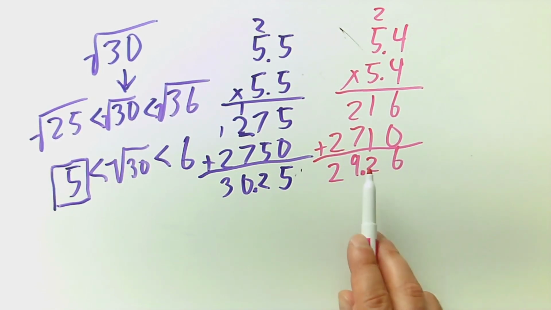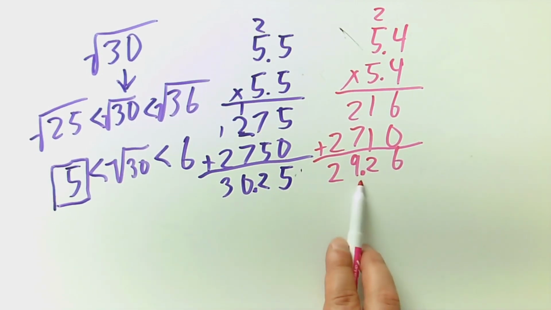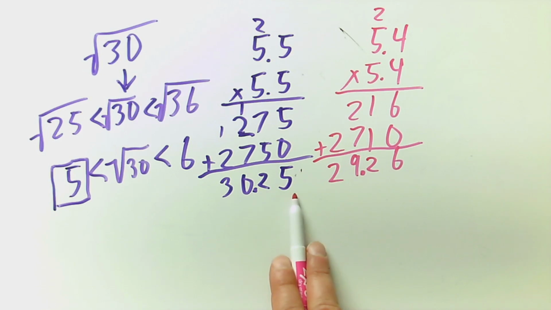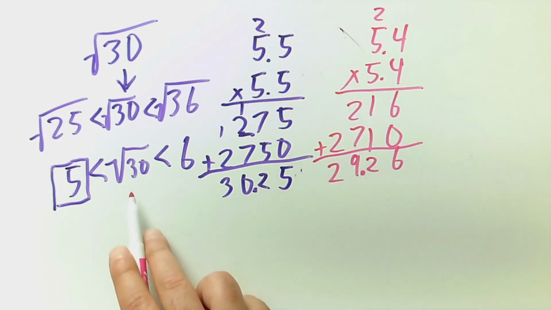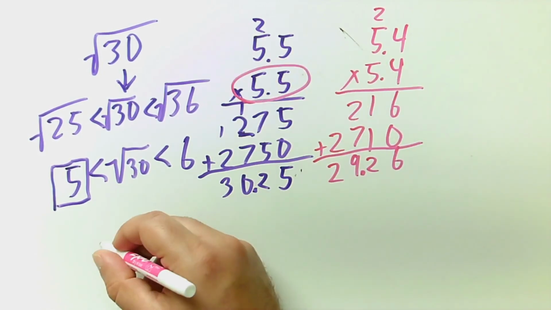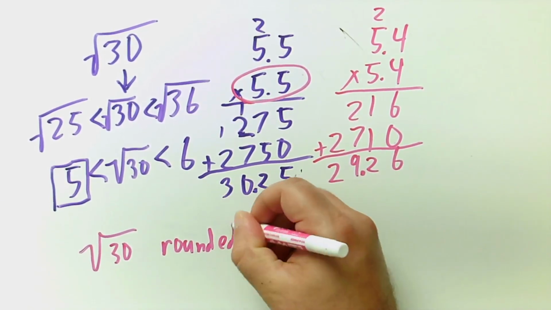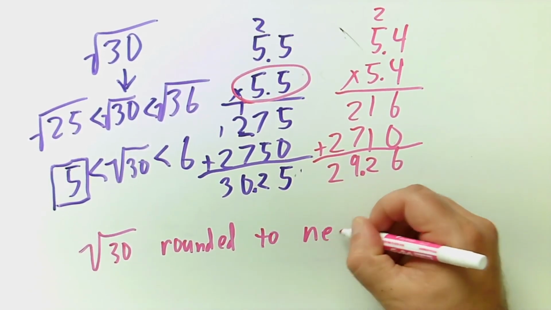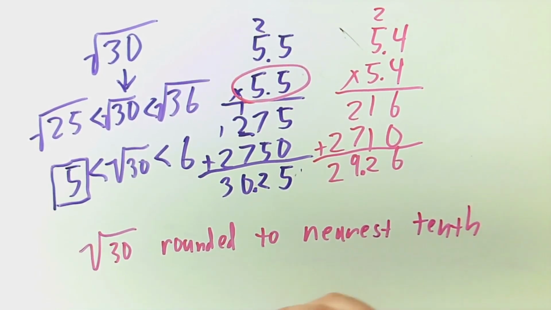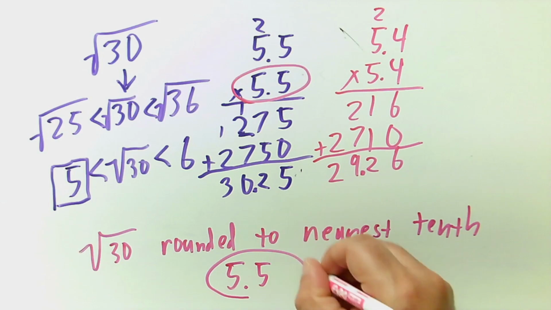29.16. Alright, is 29.16 closer to 30 or 30.25? 29.16 is almost 0.75 away. 30.25 is only 0.25 away. And so the closest estimate we can get to 30 is 5.5 to the nearest tenth. So square root of 30 rounded to nearest tenth is 5.5.